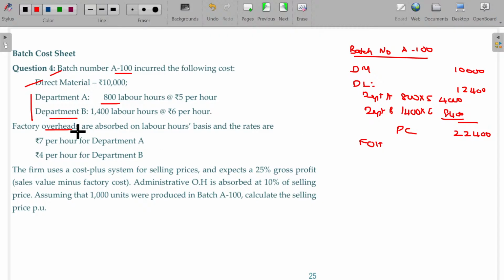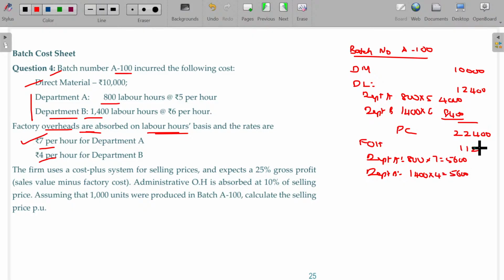Factory overheads are absorbed on labor hours basis, and the rates are 7 and 4. For department A, 800 hours, overhead per hour being 7, 5,600. For department B, 1,400 hours at 4 rupees per hour, 5,600. Then 11,200 will be the factory overhead. If I add this, I will get the factory cost. Factory cost in this case is 33,600.